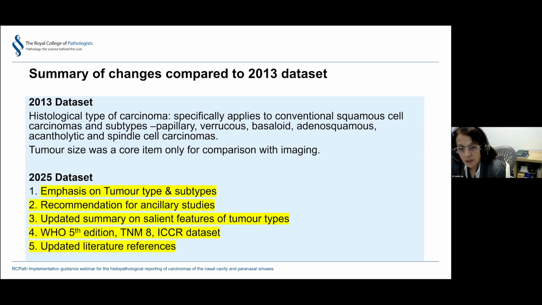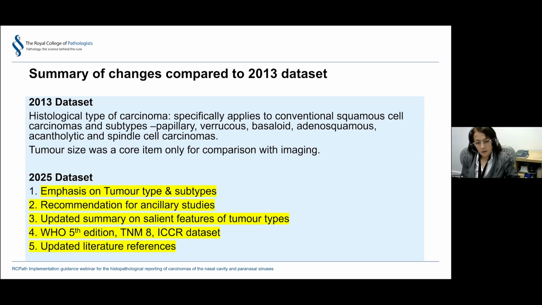The second item that's different is tumor size was considered a core item in the 2013 data set, although it did not determine staging. And this was only done just for comparison for imaging. So the current data set, in addition to the emphasis on tumor types and subtypes, do recommend to try access ancillary studies to subtype the tumors more accurately. We also have an updated summary on these unusual tumor types that can involve the sinonasal region.